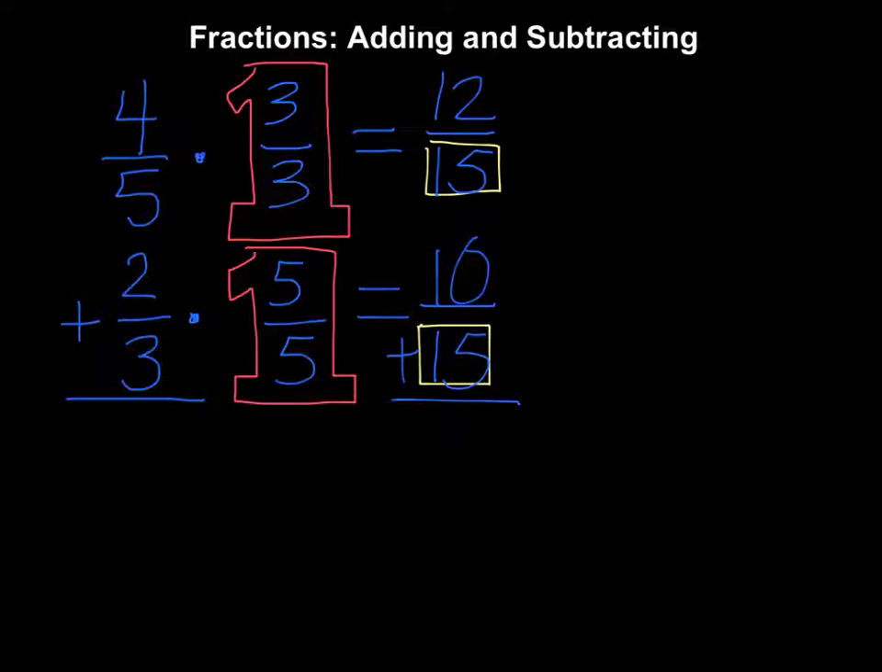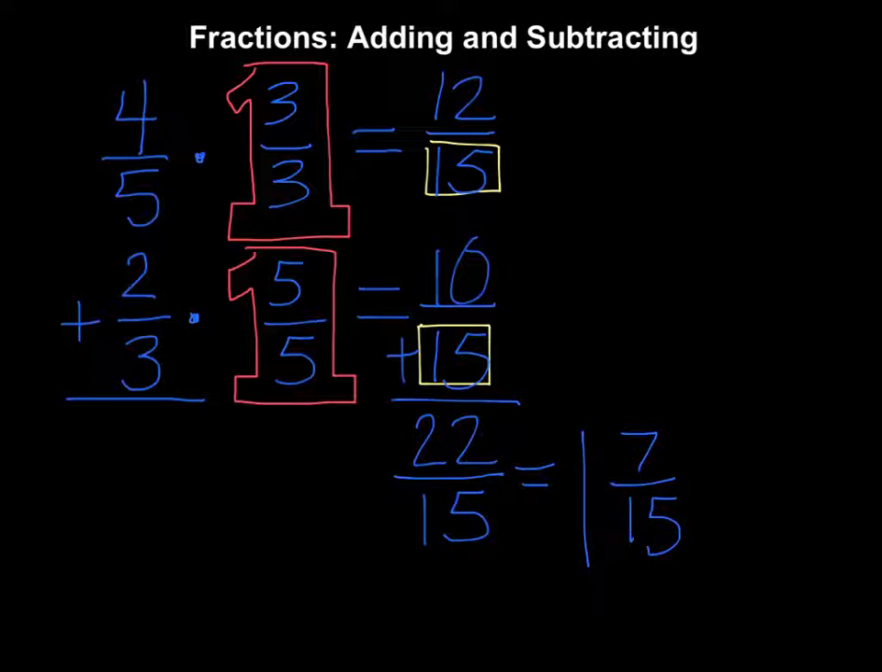So 12 plus 10 gives me 22. And if these pieces were 15ths and these pieces were 15ths, then my 22 altogether are still 15ths. To finish off this fraction, we need to think Thanksgiving. So if I have 22 slices of pie and it takes 15 to make a full pie, well then I can make one full pie, but there will be 7 15ths left over. And that's my answer.